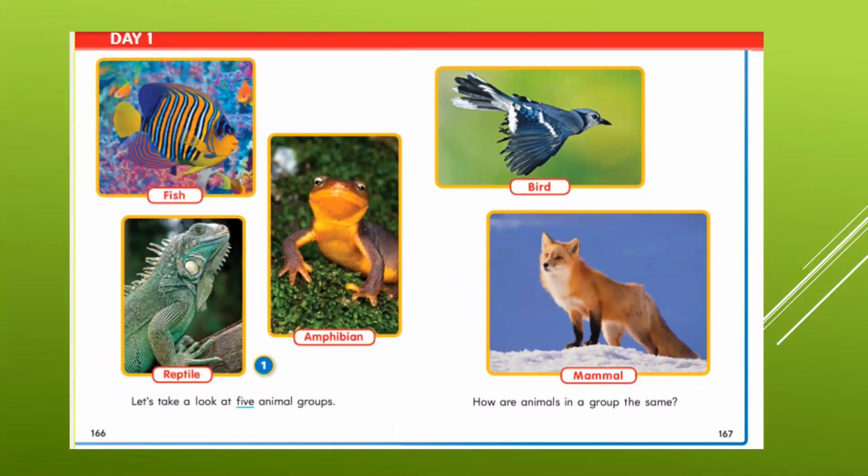I can find 5 groups of the animals: fish, reptile, amphibian, bird, mammal. So now, through the pictures and through the photos, we know how many animal groups there are. 5. How many animal groups are there? I can find 5. Let's read together again. Fish, reptile, amphibian, bird, and mammal.